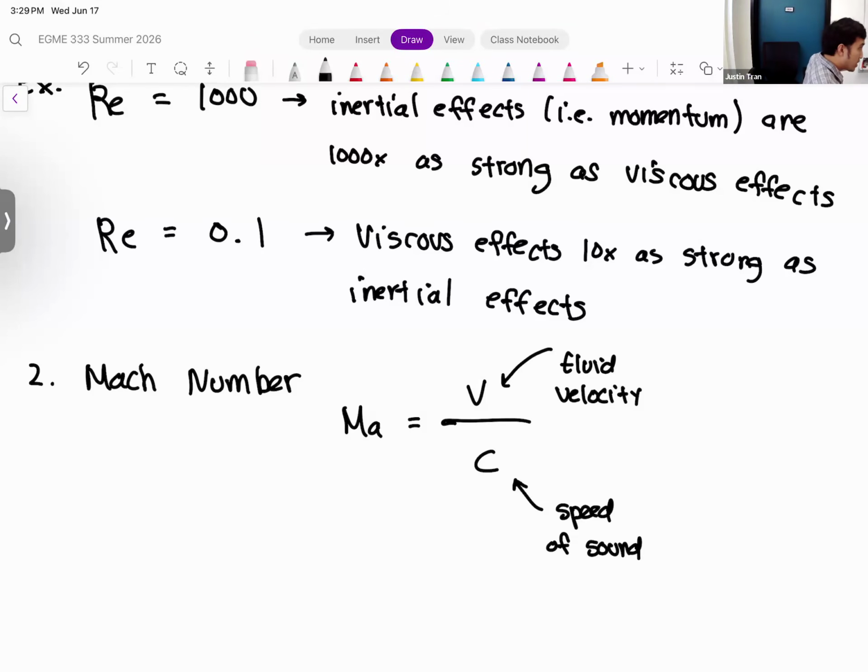And then the question is, what does this represent a ratio of? The way we can interpret the Mach number is that it tells you the ratio of inertial effects versus compressibility effects.